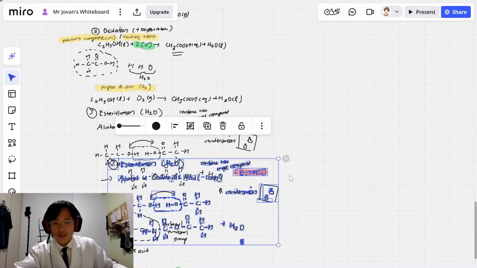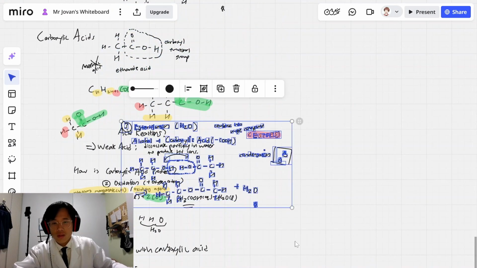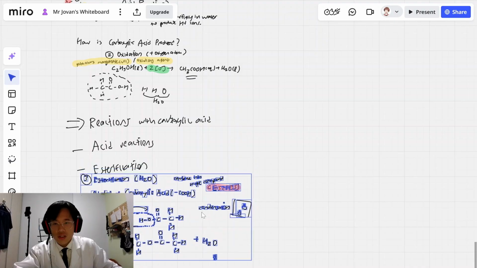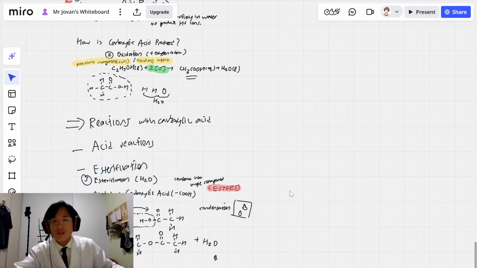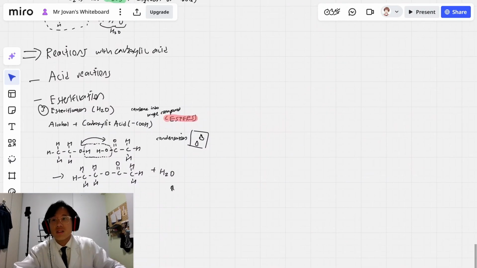Alright, so there's nothing to be afraid of. Organic chem is all about finding that linkage. Okay, so this is esterification. Now let's do the one for acid reactions.